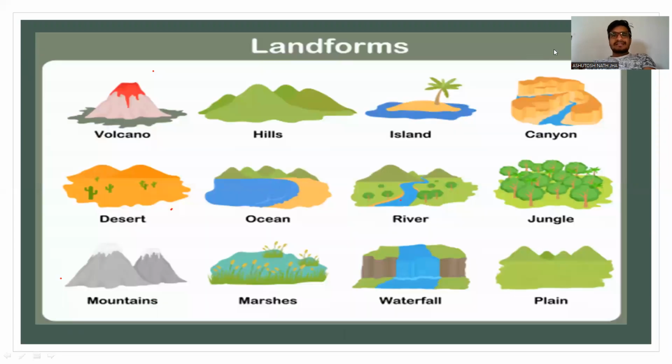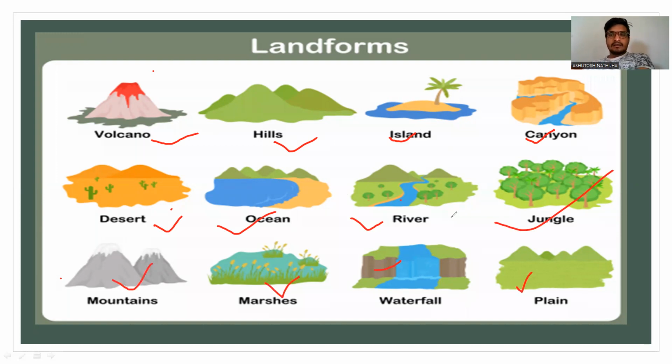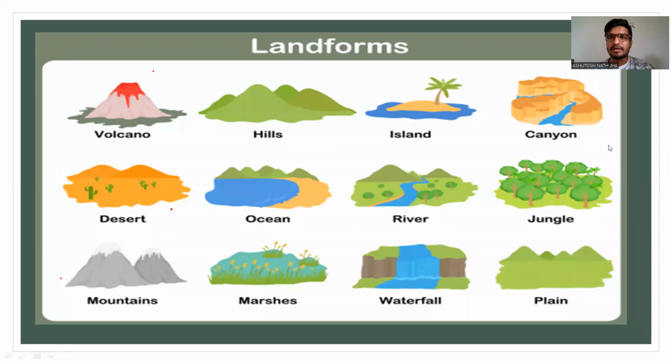So now students, different landforms over there in the lithosphere. We can say that volcano eruptions we can also observe, and then hills, islands, canyons, deserts, oceans, rivers, jungles, plains, waterfalls, marshes, mountains. So all these are observed in our first domain of the earth, known as the lithosphere. Yes students, is this thing clear now? So this is all about our lithosphere. This is a major concept of our earth.